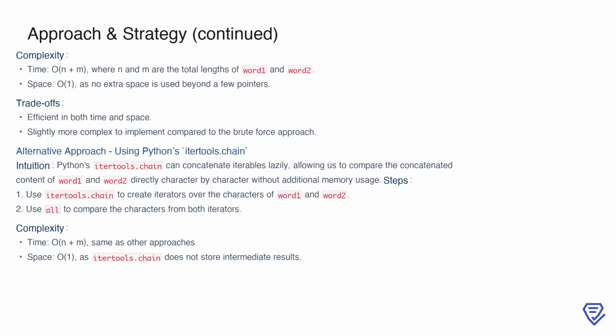However, the space complexity is a major improvement. It is just O(1), as no additional memory is allocated for storing concatenated strings. This makes it highly efficient for larger inputs. While the implementation is slightly more complex than the brute force method, the trade-off is worthwhile for the performance gains.